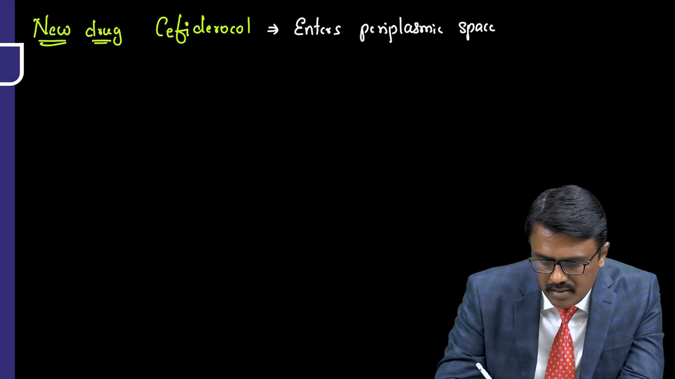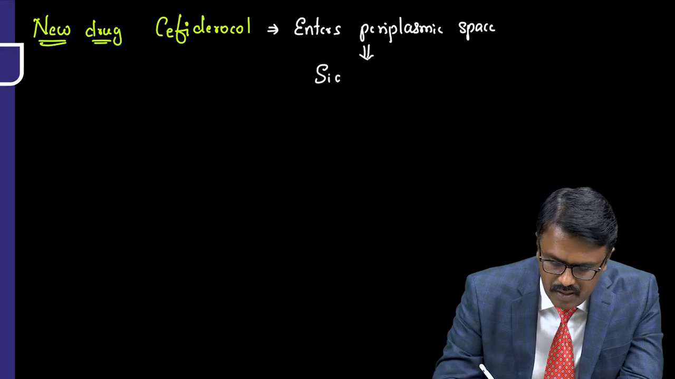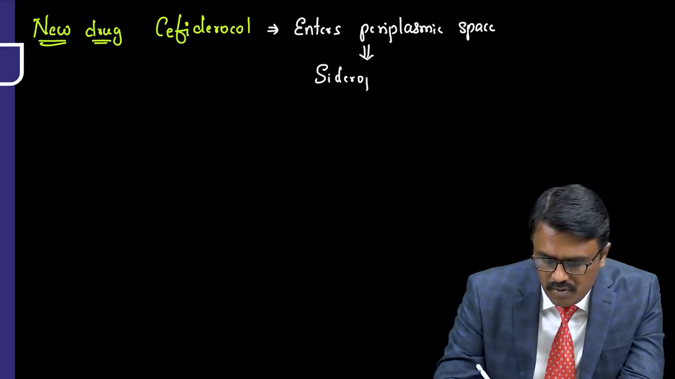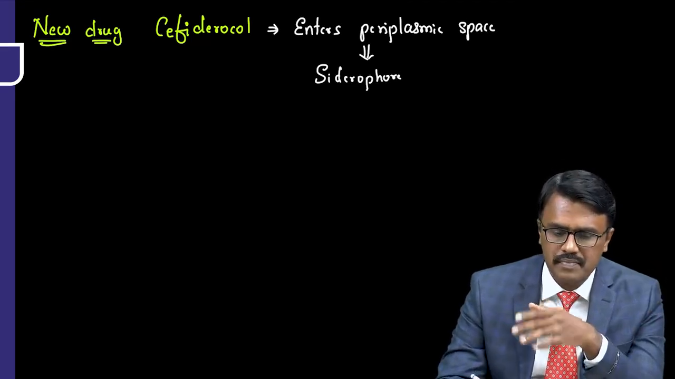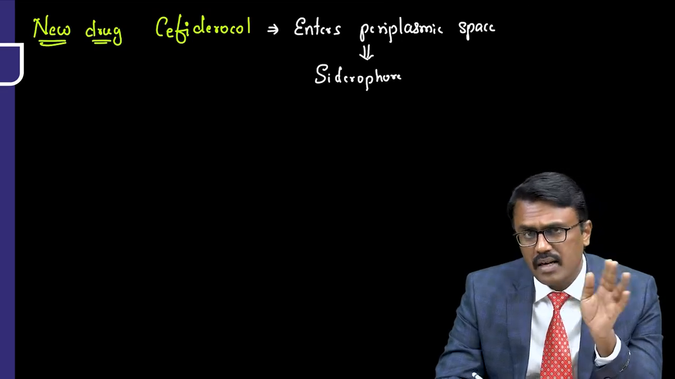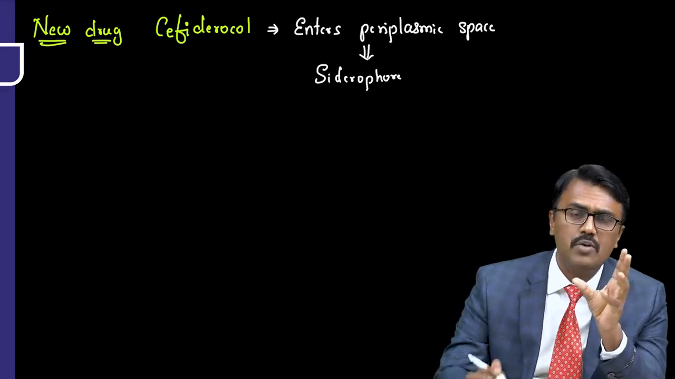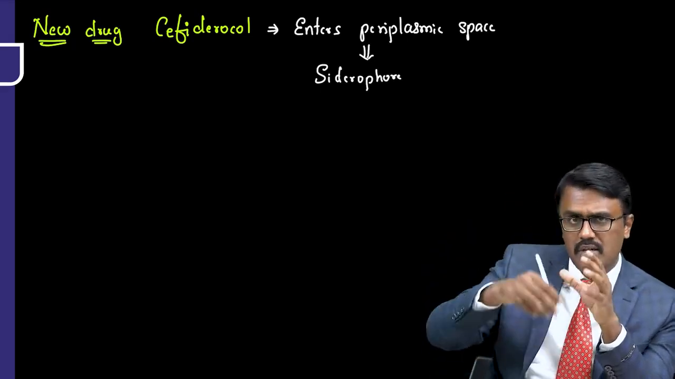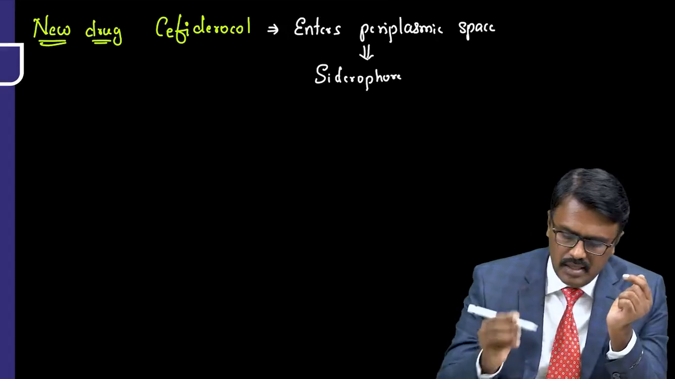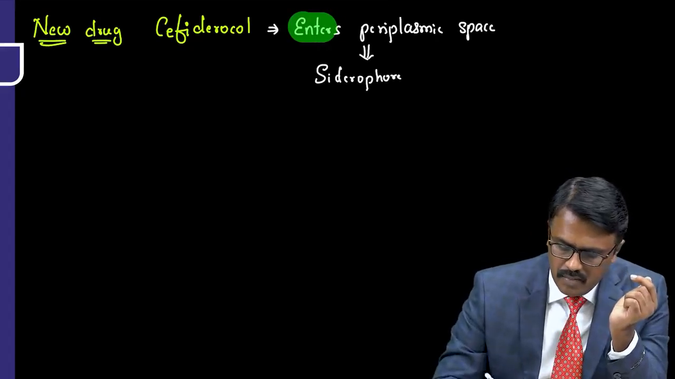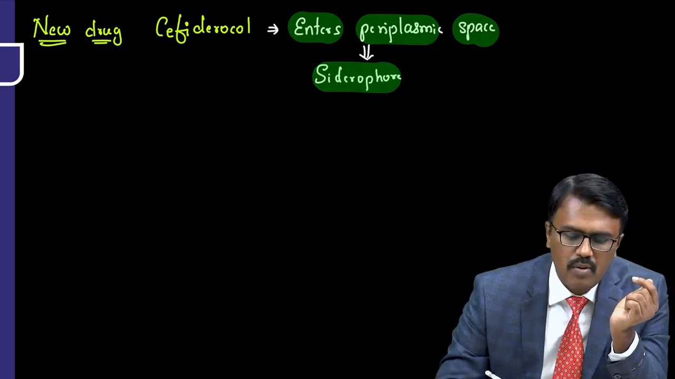The entry is through a transporter called siderophore. Now what is a siderophore? It's a transporter for iron. So through that system the drug enters the bacteria. Usually bacteria have porin channels through which the drug enters, but this drug can enter through another transport channel, called siderophore. So it enters the periplasmic space with the help of siderophore. That's why the name is cefiderocol.